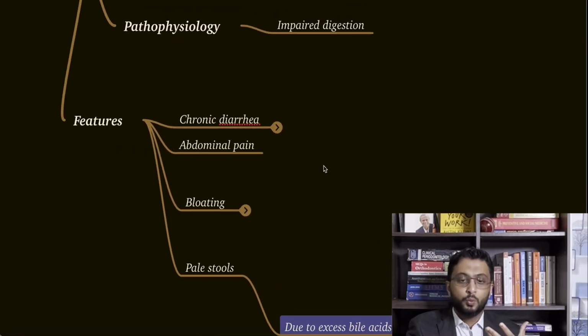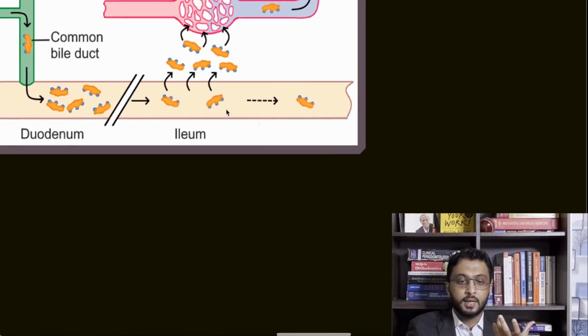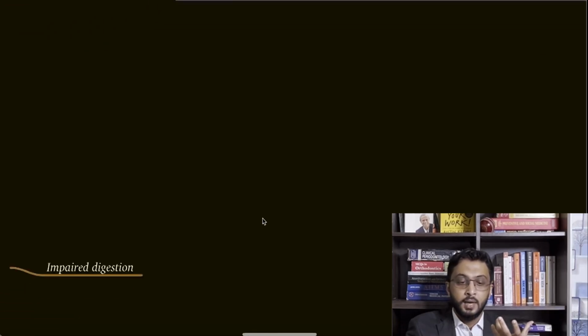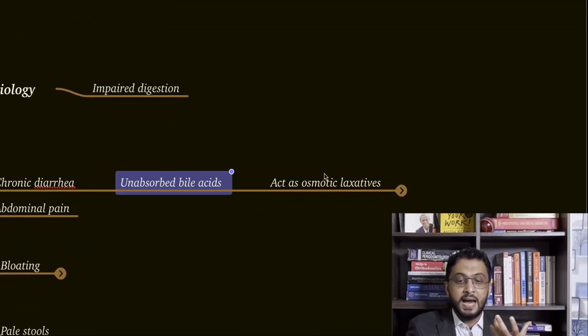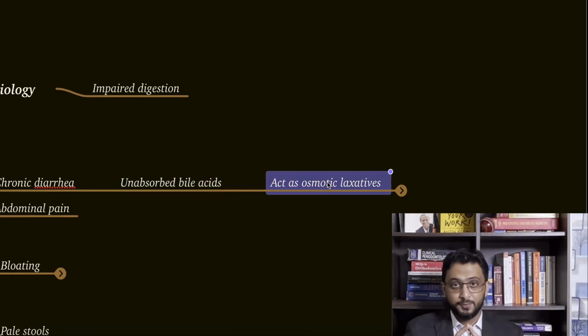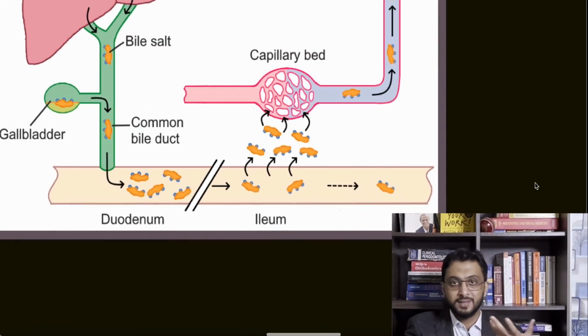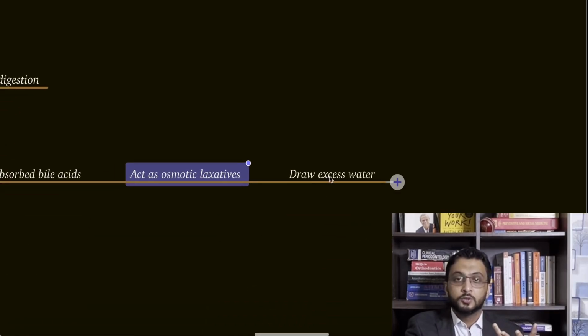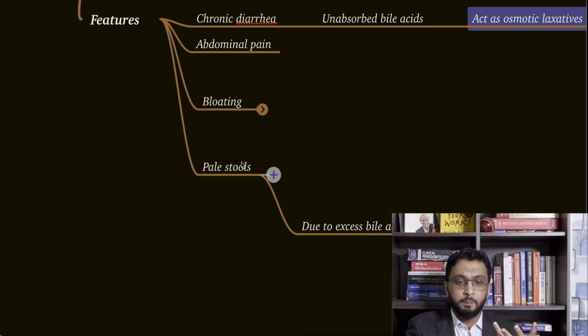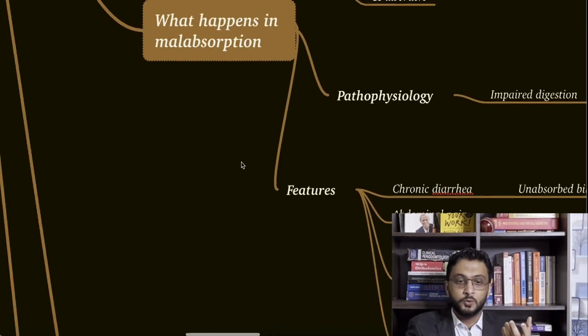Now if you want to know why diarrhea is a very important feature: there is no absorption taking place, so there are unabsorbed bile acids. These unabsorbed bile acids act as an osmotic laxative, meaning they absorb lots of water with them. Whatever water is there goes out as watery diarrhea. That is the reason for diarrhea. So diarrhea and pale stool are the two very important features you have to know.